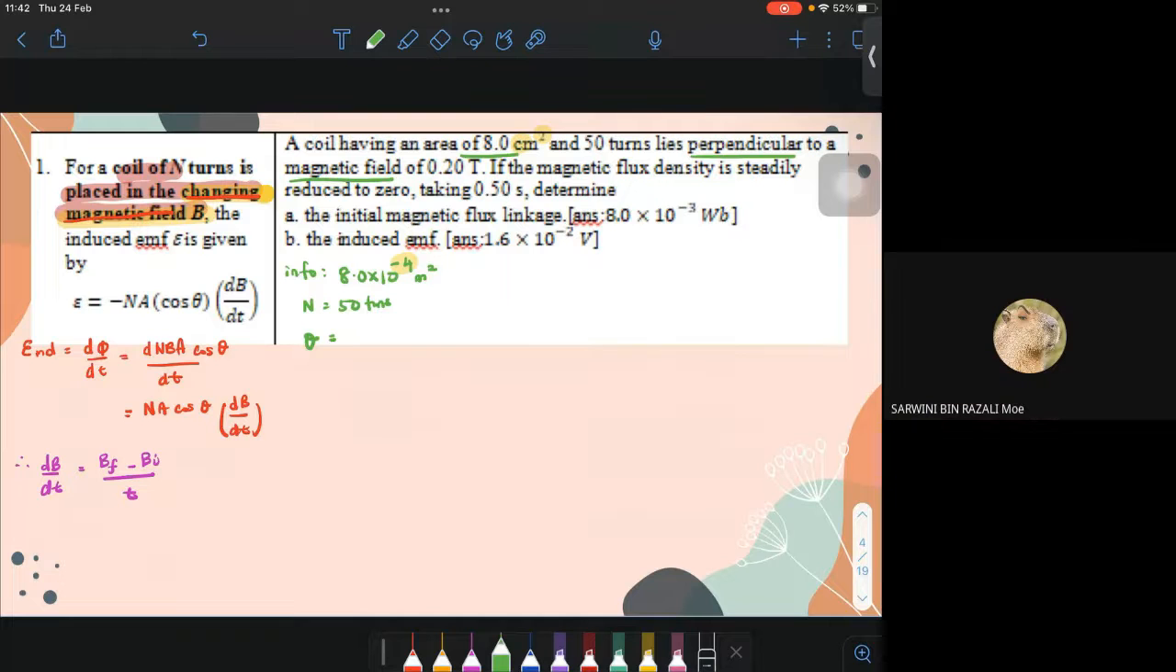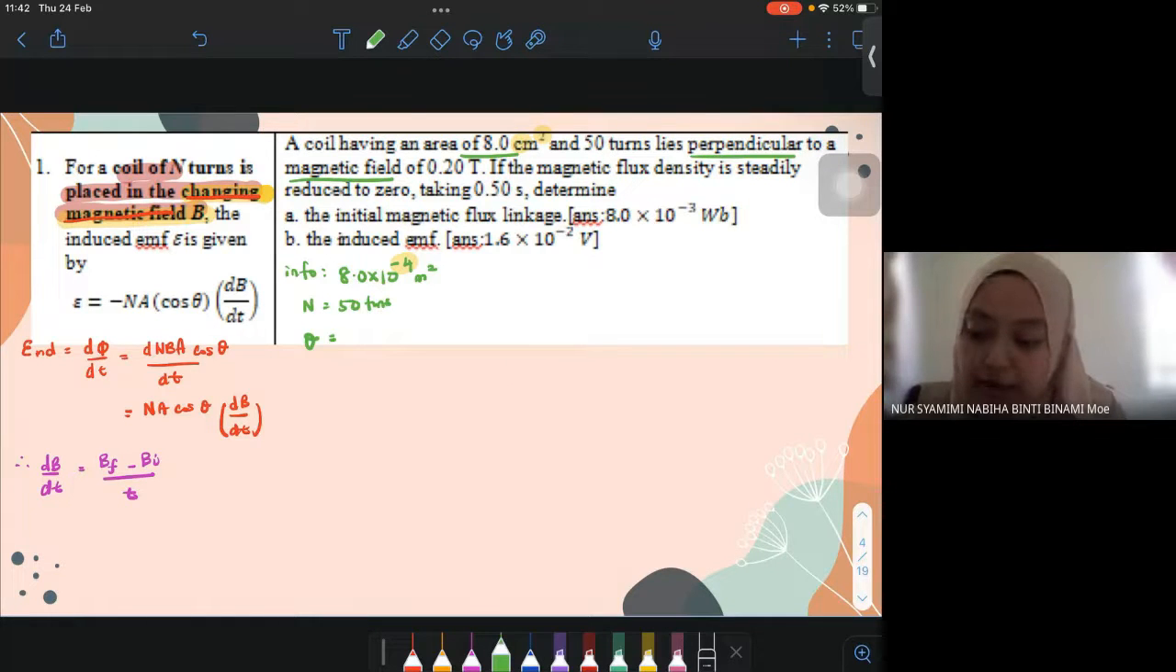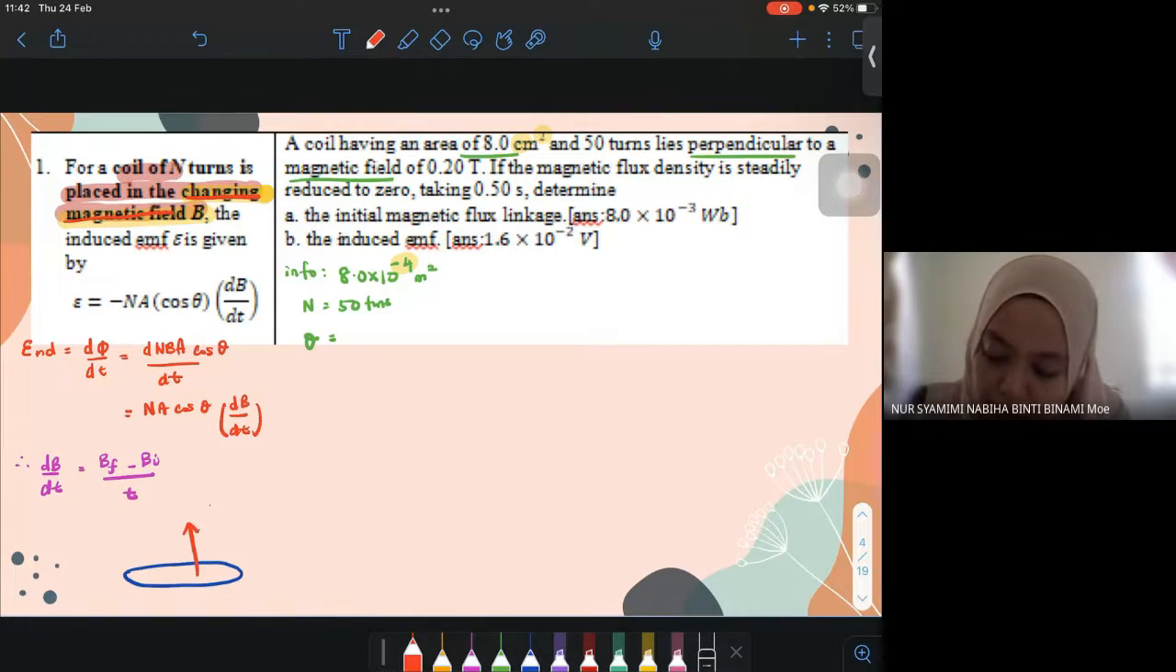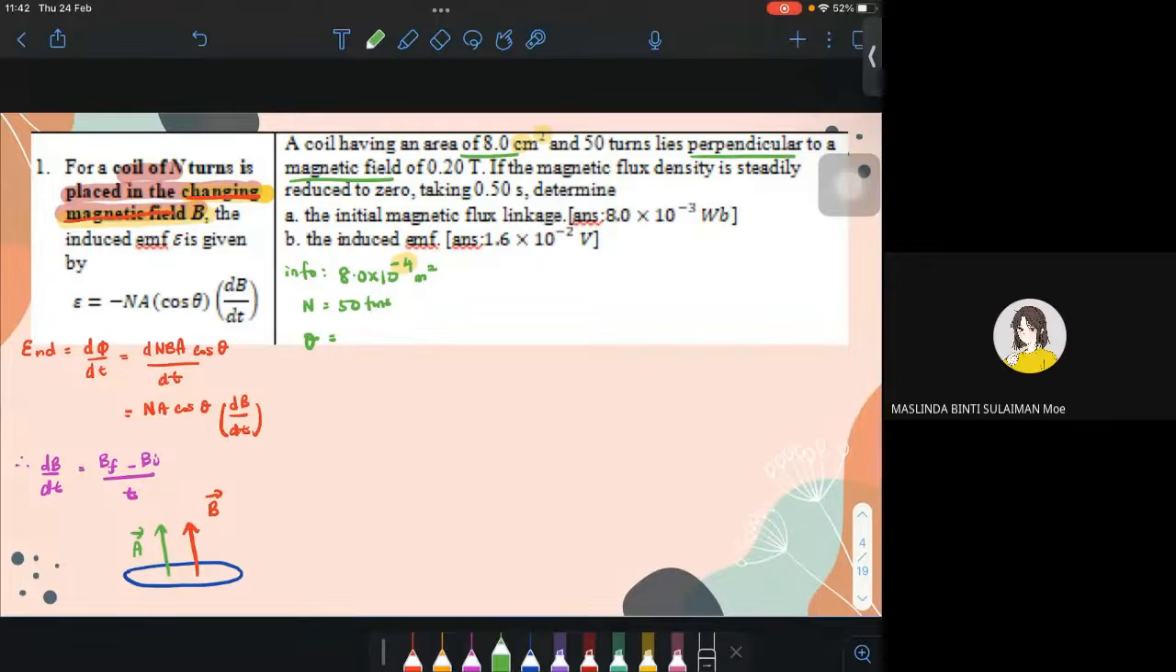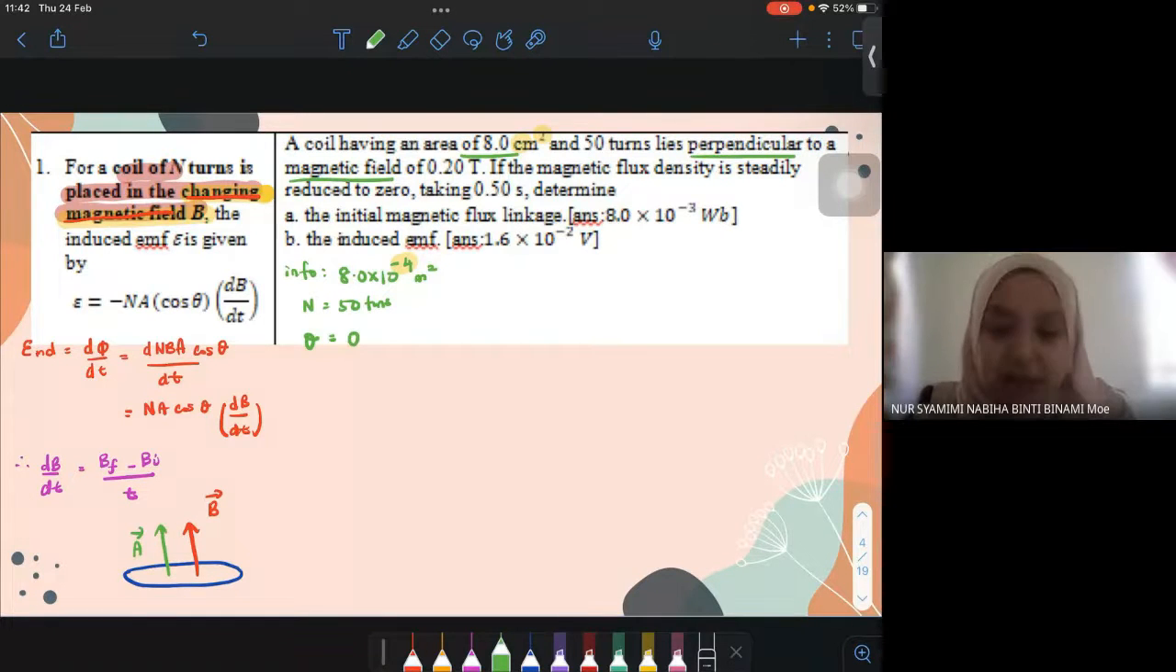90 degree. 90 degree. Kenapa 90 degree? Dia kata kita ada satu coil yang perpendicular degree magnetic field. What is the theta? Theta ialah angle between A and B. So where is my A? My A is always perpendicular to the coil. So berapakah theta saya? 0, madam. 0. Yes, good. It is 0.